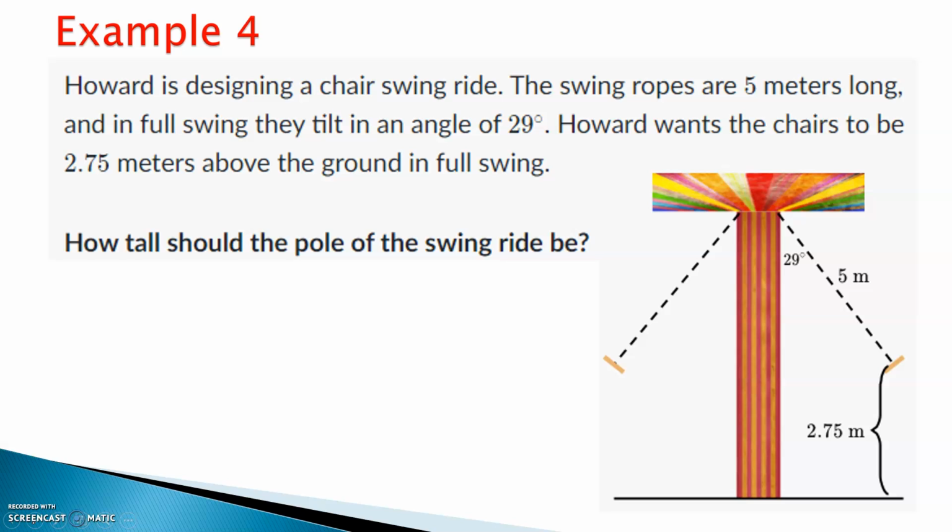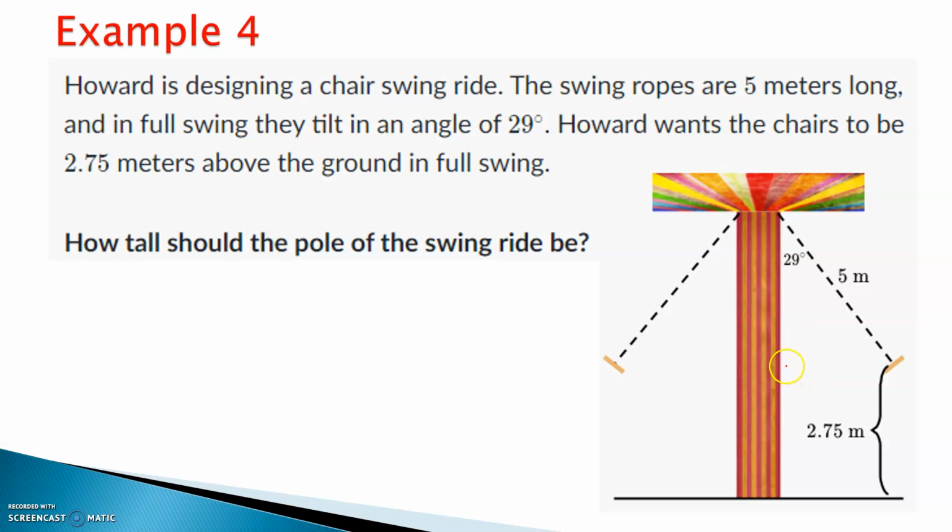Howard is designing a chair swing, right? The swing ropes are 5 meters long. So here's the swing, right? It goes back and forth. The actual rope is 5 meters long. And in full swing, they tilt at an angle of 29. So there's our angle right there. Howard wants the chairs to be 2.75 meters above the ground. So again, you want that little extra space so your feet aren't touching the ground, of course, right? You want that hovering pretty high there. So how tall should the pole of the swing be?